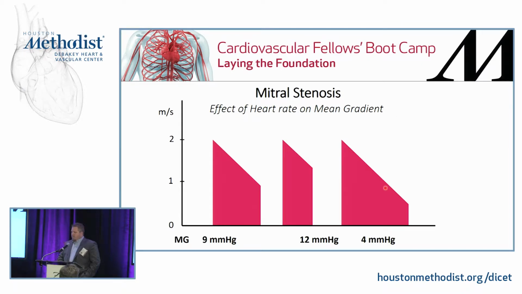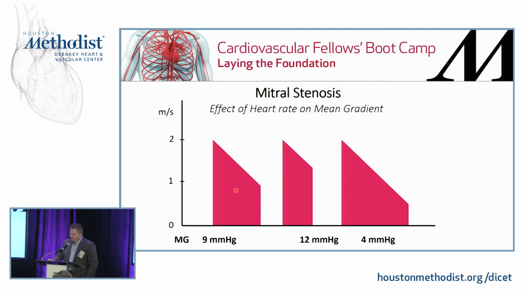So your mean gradient when evaluating mitral stenosis can be affected by a number of different things. Like we talked about, high flow states, tachycardia can affect your mean gradient, falsely elevating it. So what we have here is, say for example, a normal heart rate, 70, something like that, and we have pretty significant mitral stenosis.